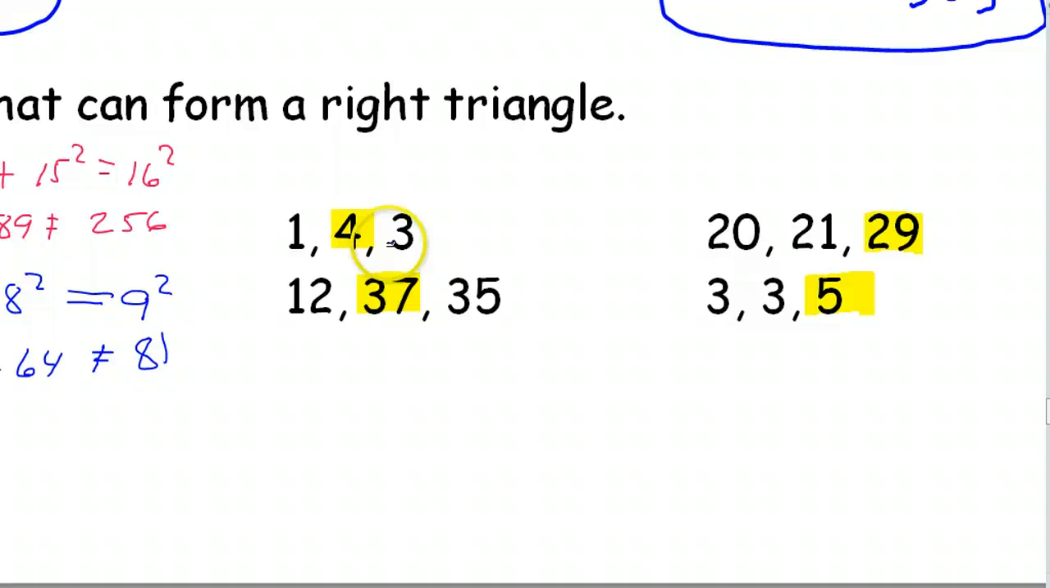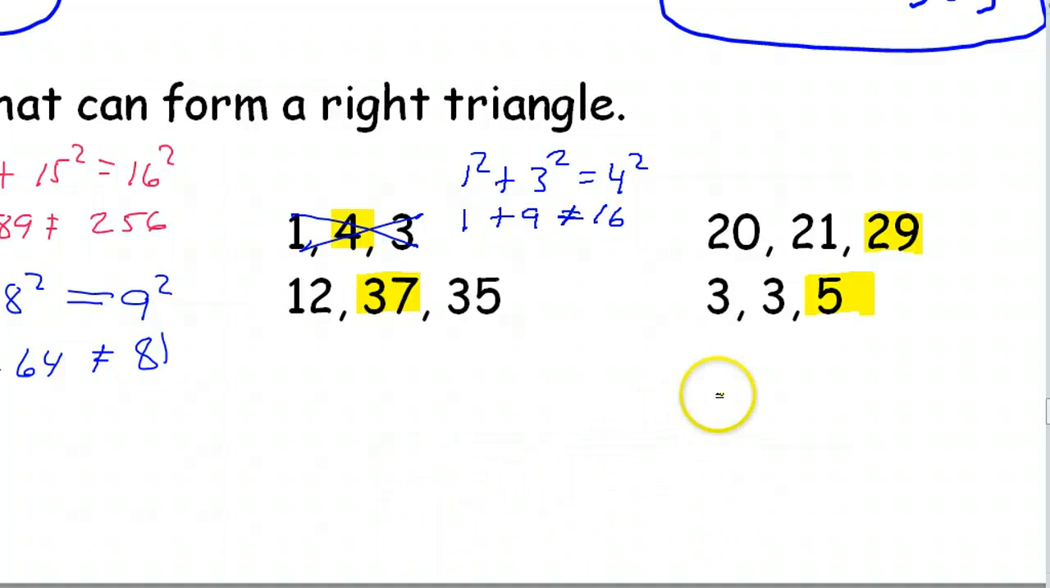Okay, so how about this one? Does 1 squared plus 3 squared equal 4 squared? Well, 1 squared is 1, 3 squared is 9, and 4 squared is 16. 9 plus 1 is 10, not 16. So that's not a right triangle. Wow, having trouble finding a right triangle.